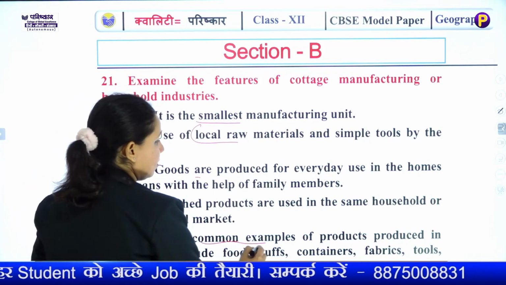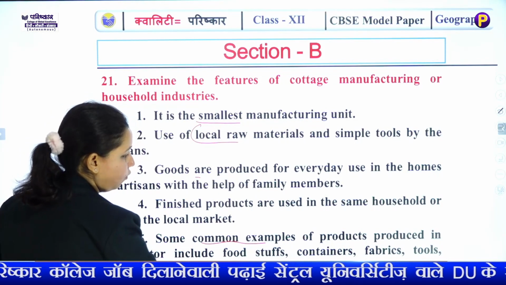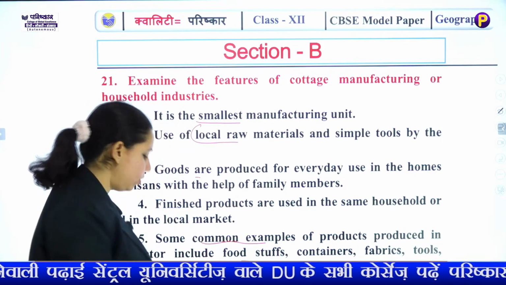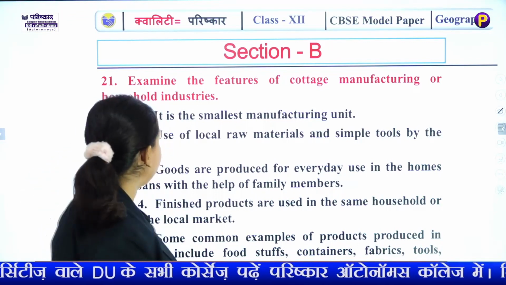Some common examples of products produced in this include, what are the examples? Foodstuff, containers, fabric, tools, jewelry, pottery. So these are mainly the items of the household industry.